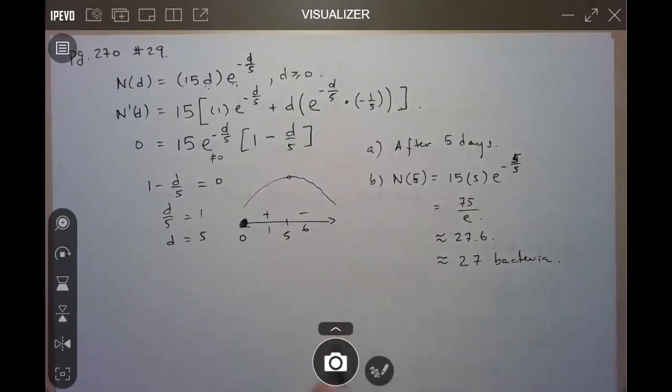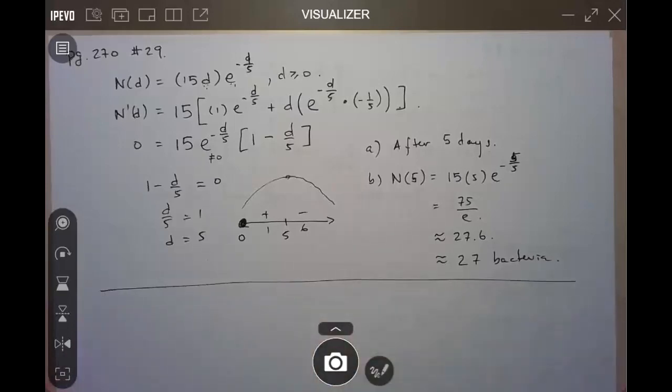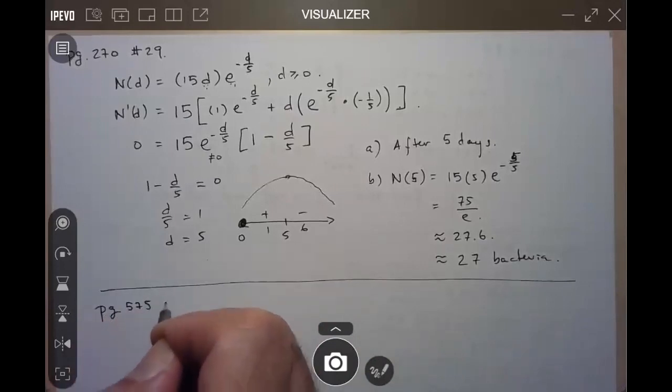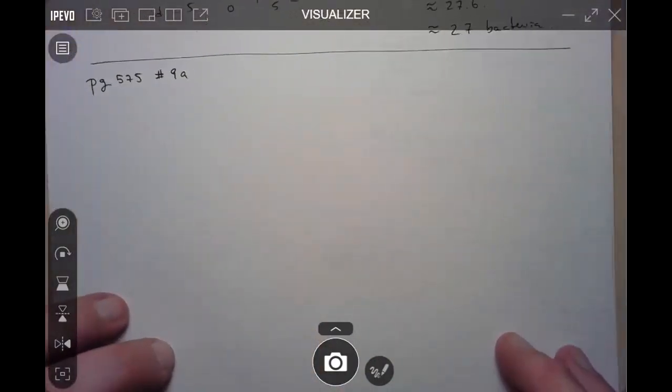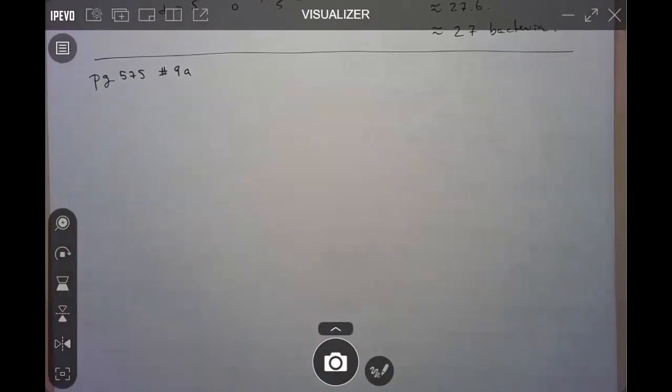Okay, so we're going to move on to, I believe there was one question from the logarithm stuff. Yeah, page 575, number 9A. Page 575, number 9A. All right, so let's see what that looks like.